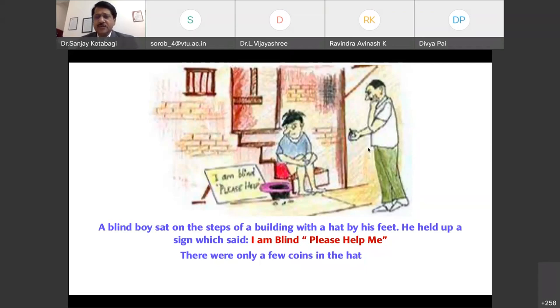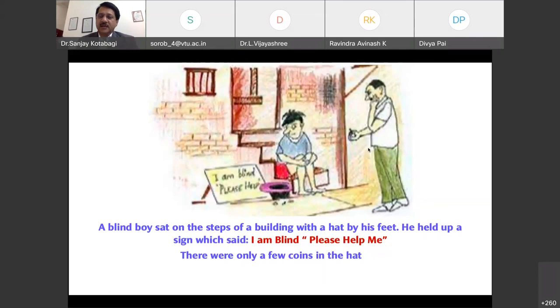So here, the story goes like this. A boy who was visually impaired used to sit at the side of the road with a hat in front of him and a board written, I am blind, please help. Every day he used to sit there, and people passing by used to help him with money.